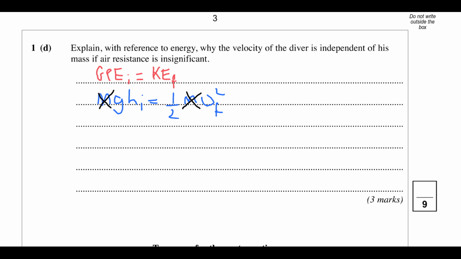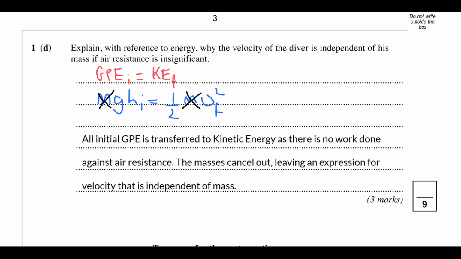So let's put that into words, what we're doing. Okay, so what we've got there is all the initial GP is transferred to kinetic energy because there's no work done against air resistance. So conservation of energy would tell you that. You can see the equation, the masses cancel out, and it leaves us an expression for velocity that's independent of mass, or doesn't have mass in it. So that would complete question 1. So let's move on to question 2.